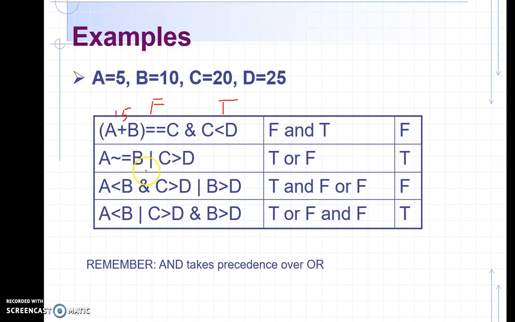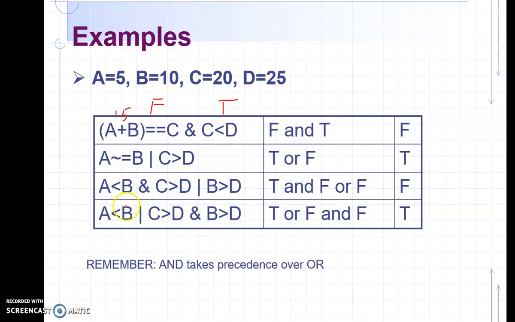A not equal to B or C and D? Well, A not equal to B, that's true, so I got a true. Is C bigger than D? That's false. 20 is not bigger than 25. True or false is true.